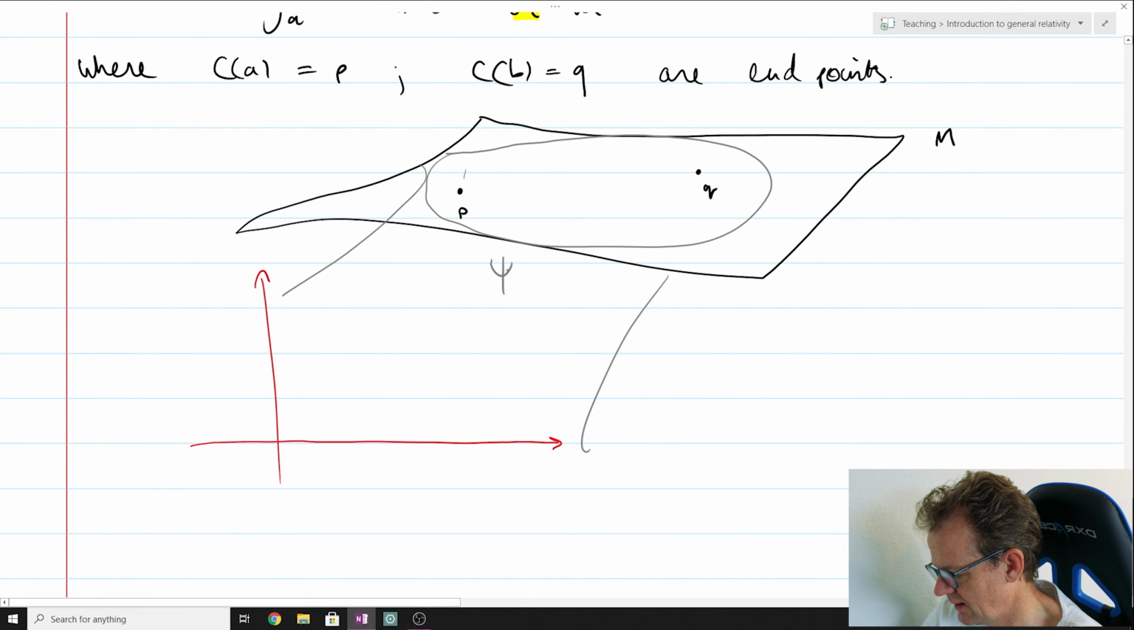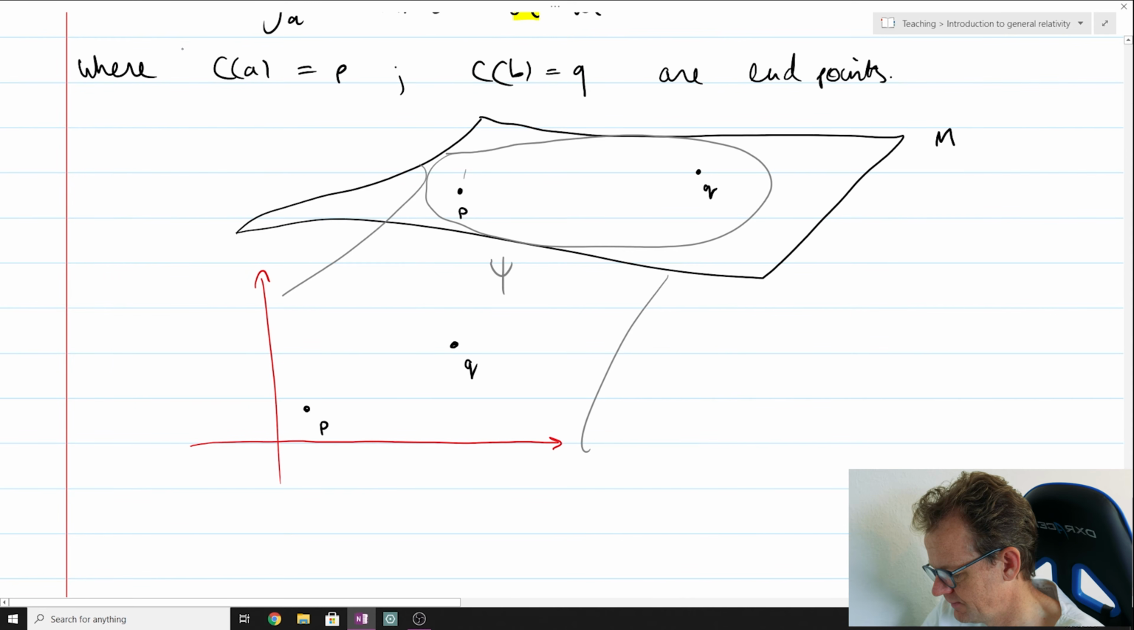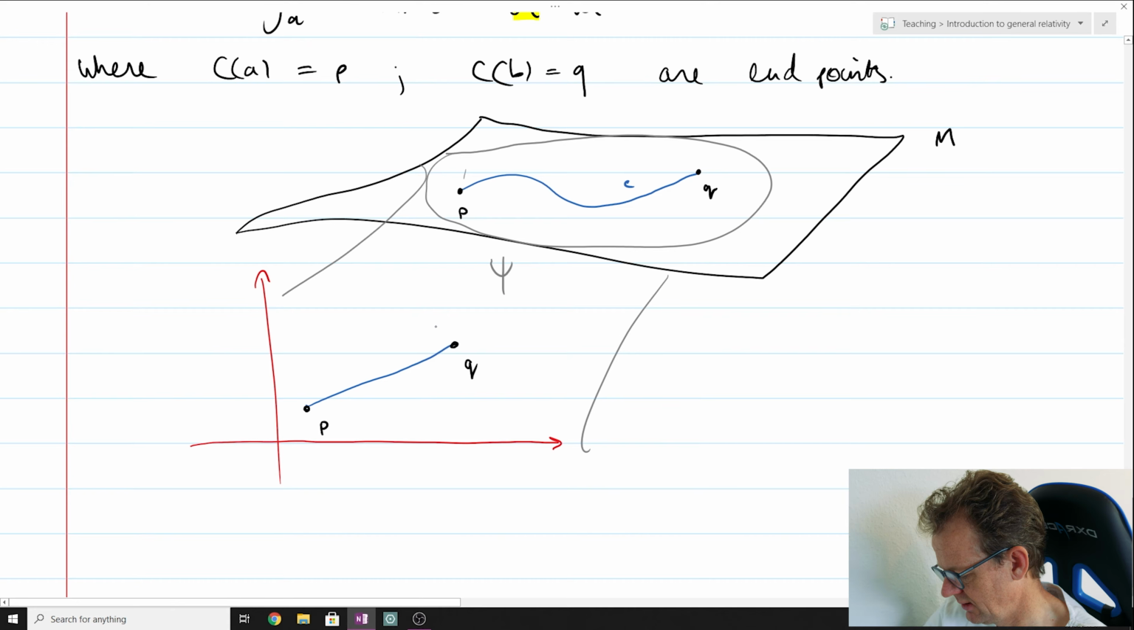There's our chart. Then we'll draw the points P and Q in this coordinate system. P is Q. We have a curve that's connecting them. Here's C. Here's our curve here. Actually, it's a bad picture to draw. Here's C, which was our potential geodesic. And I think that's all we need right now.